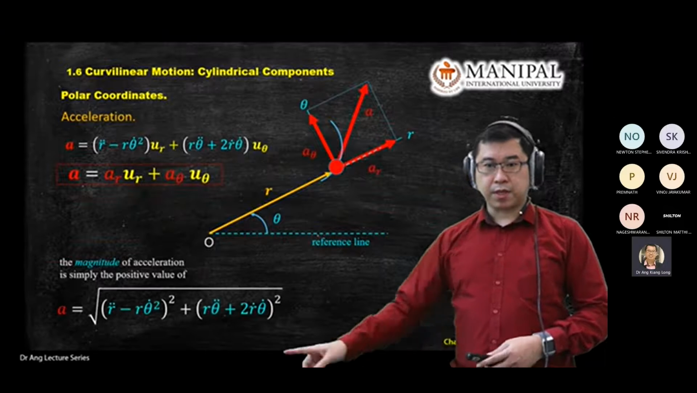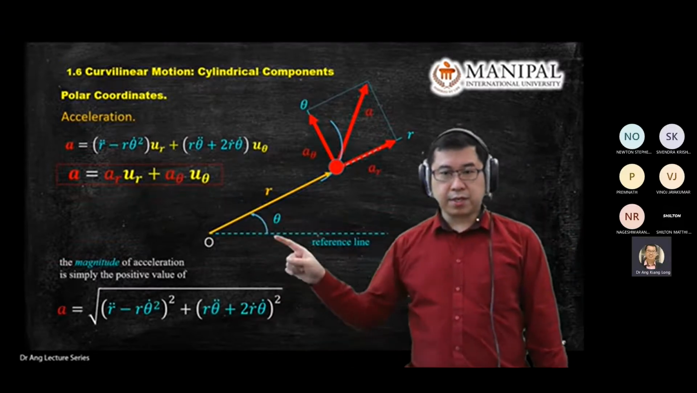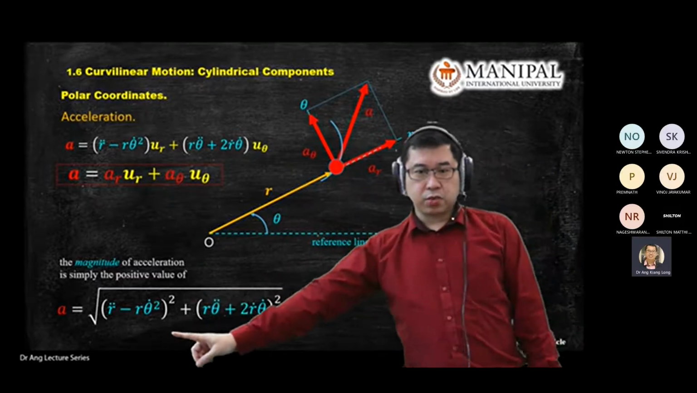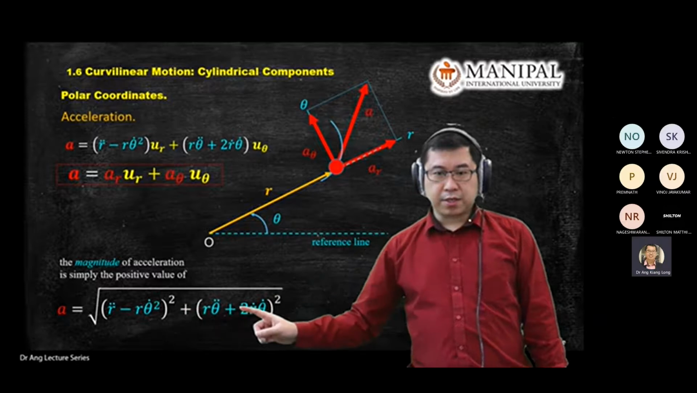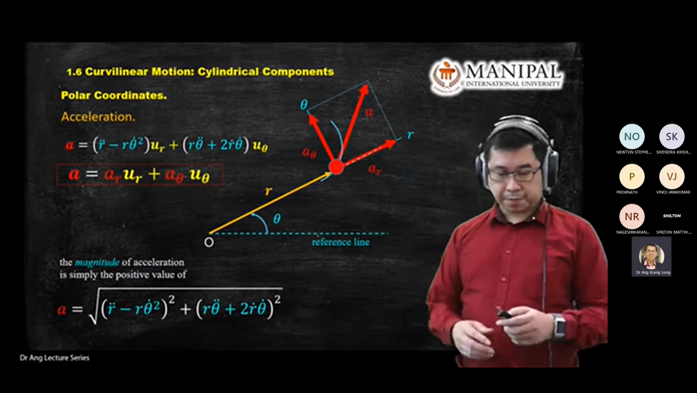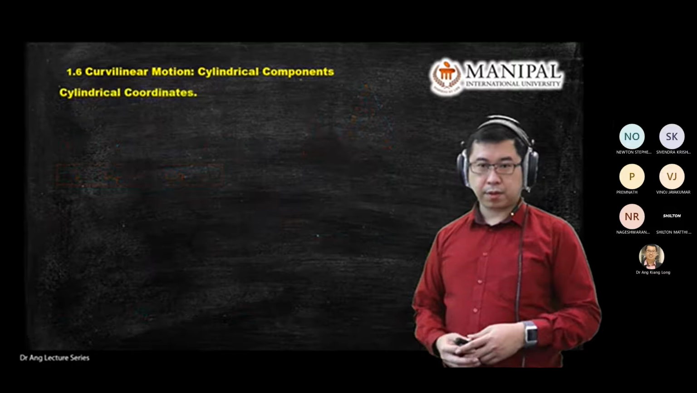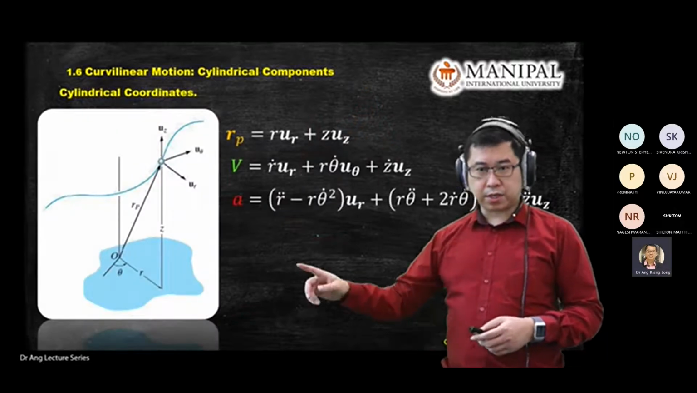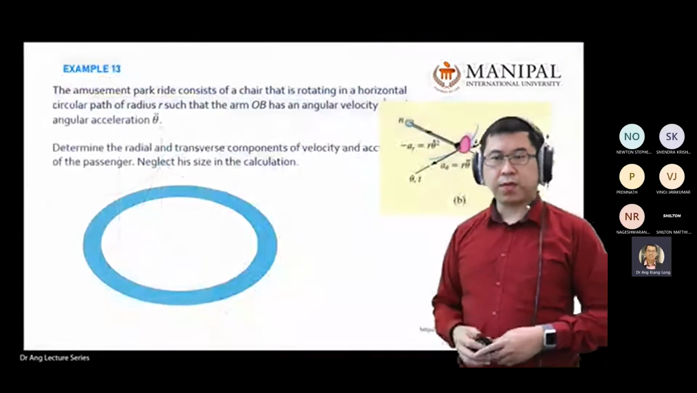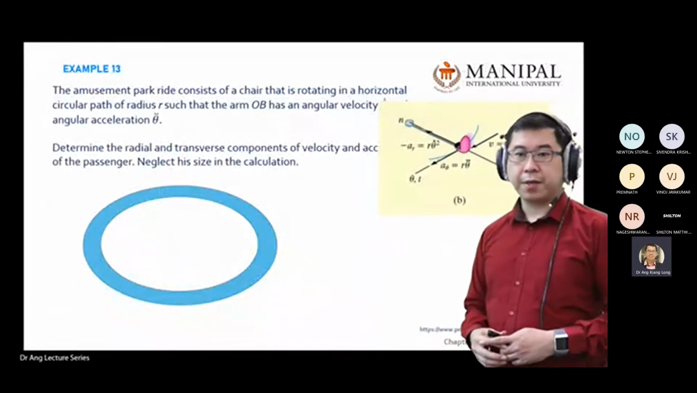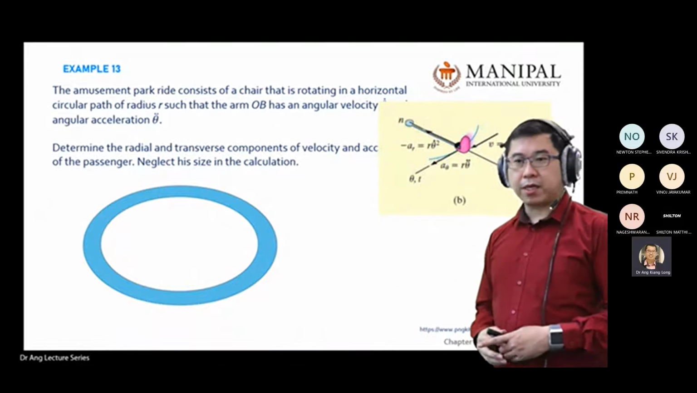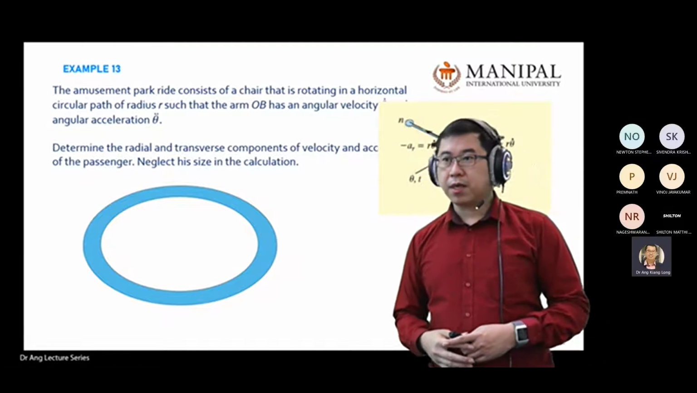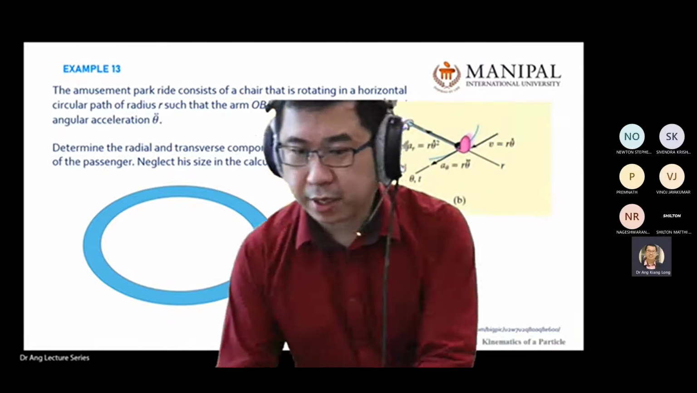Same, acceleration is a vector, so a vector has magnitude and direction. For this equation, square plus square and then square root. And there are 3D case equations also. Today we look at one example. So example 13, spend some time to read the statement on the screen. I think the diagram is already blocked.